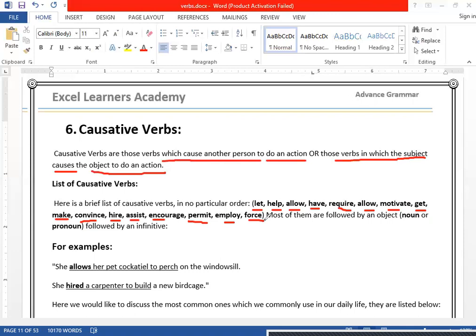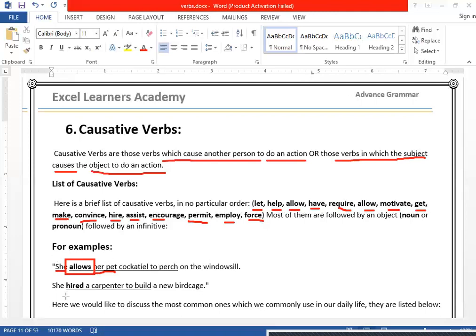Then let us go to another example. She allows her pet. She is the subject, allows is the causative verb, her pet is the object. Clear? Allows is what we call a causative verb, that the subject causes an object to do something.